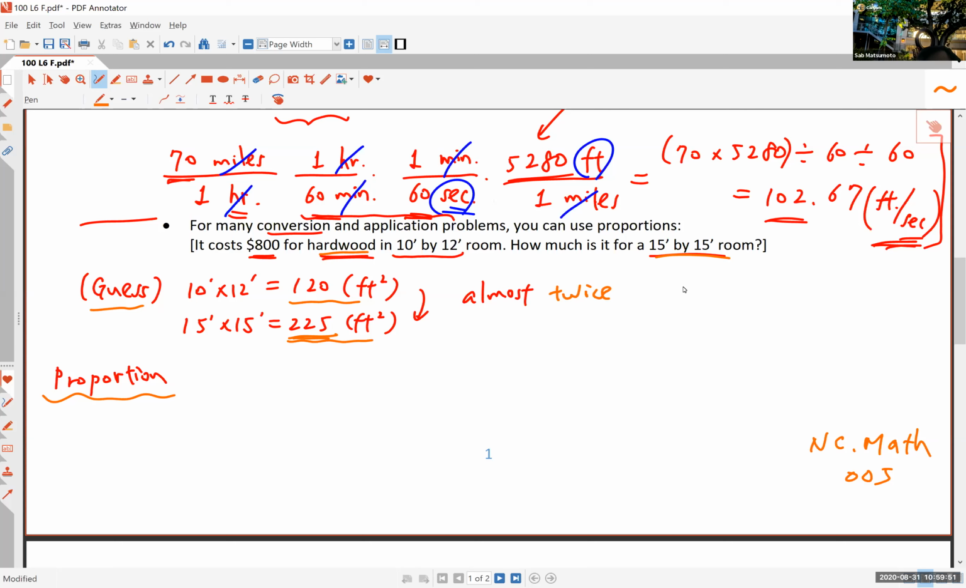And that would be then about 800, twice as much as 1600. But not quite, right? So you can guess that it'll be slightly less than $1,600. Yeah, that would be a great estimate.